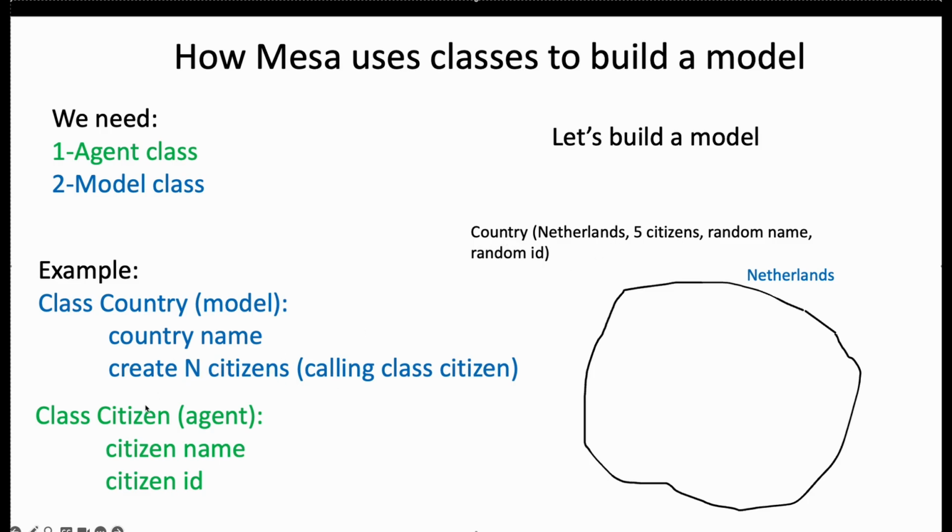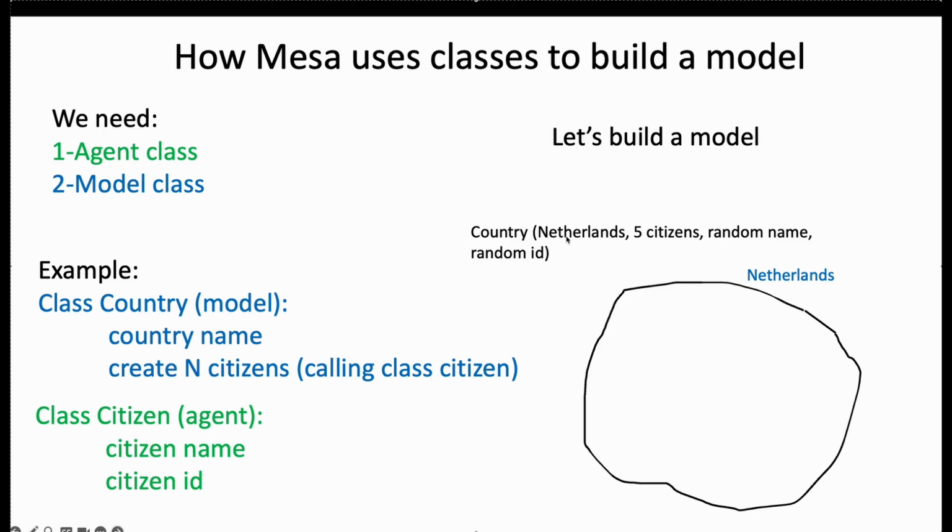But because we are calling the citizen class here n times, each time we need to provide a citizen name and a citizen ID, because those are attributes that are needed. The actual commands in Python will be different, but this is a simple way of writing those commands just for illustration. Now for each agent, we provide a random name and a random ID. So we provided all the information needed for the country class to create a country that has 5 citizens.